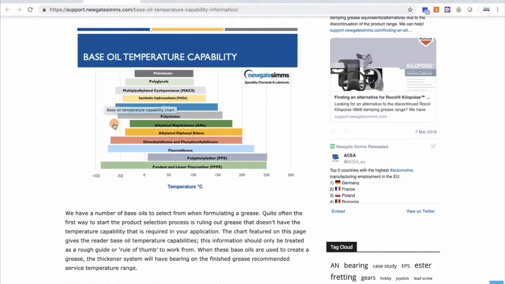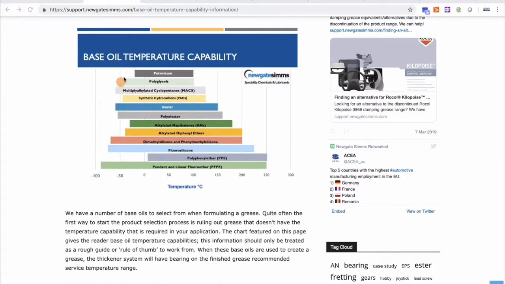The choice is more complex than is shown, as there are subcategories or variants of the oils. An example would be perfluoropolyether or PFPEs. There are linear and branched PFPEs, and silicones is another example. Also, it is possible to blend some of the base oils together.